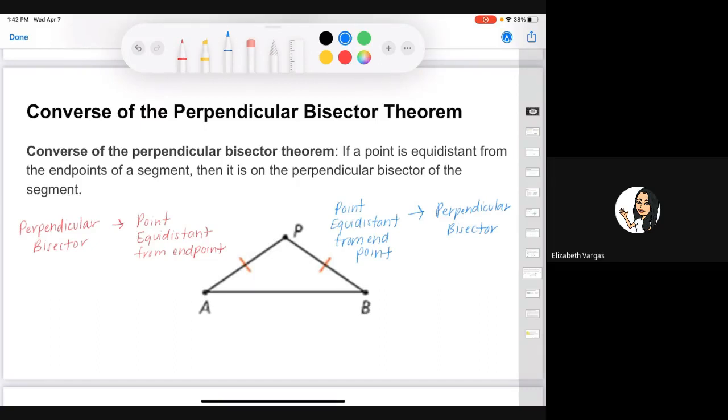So basically, if I know that point P is equidistant from A as it is from B, well, then I can just assume that that point must lie on a perpendicular bisector, which would intersect my line segment AC into two congruent halves. So basically, it's doing the opposite of what we saw before, but it's telling us the same relationships between all these different line segments. Okay, any questions about this?